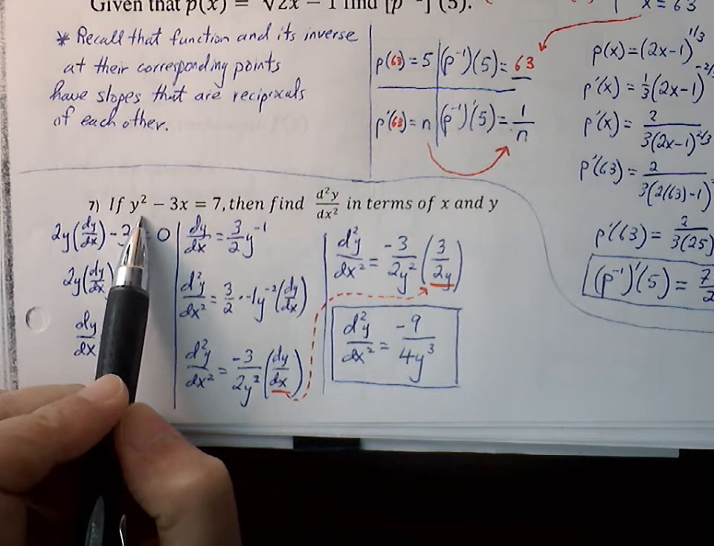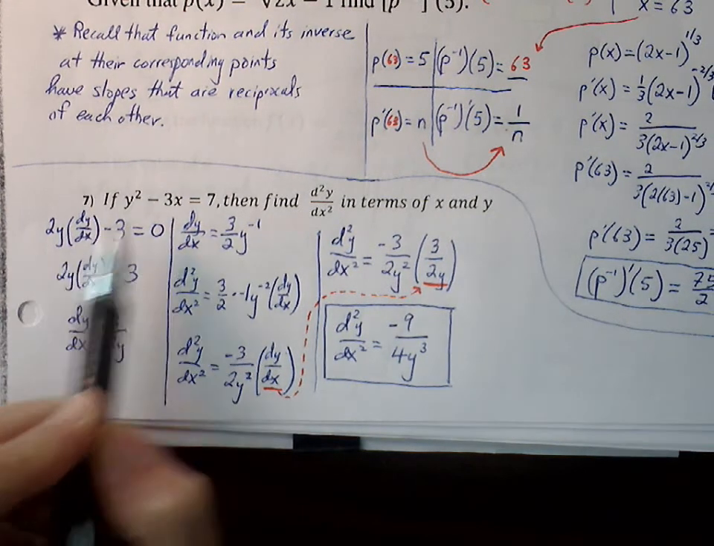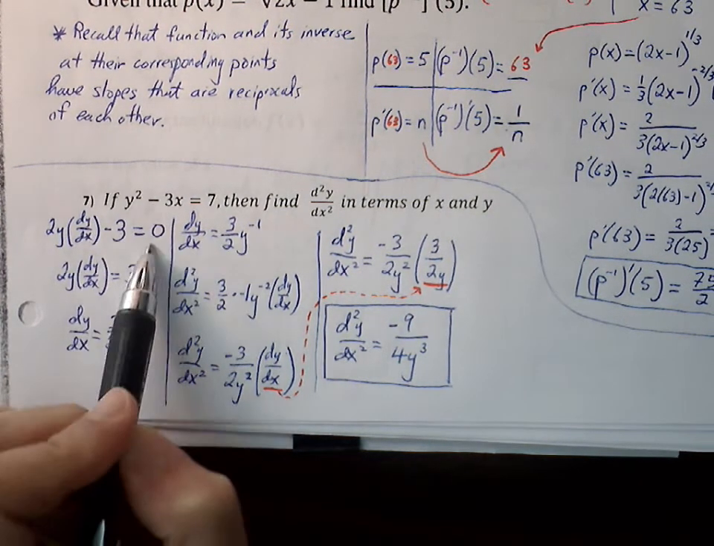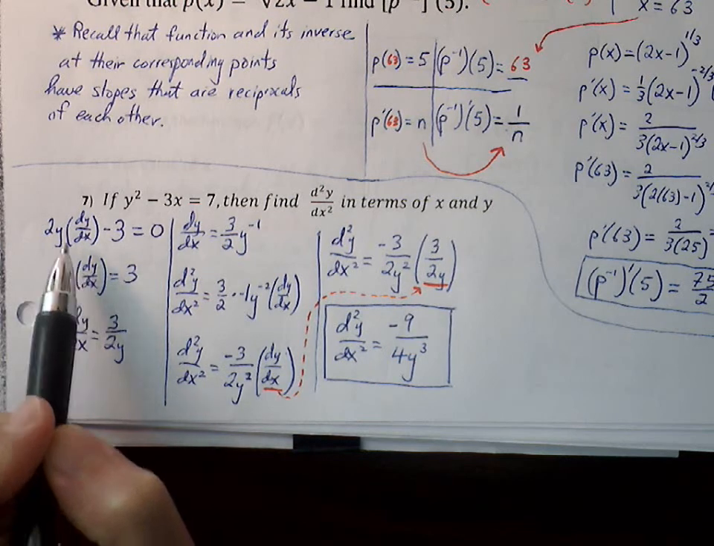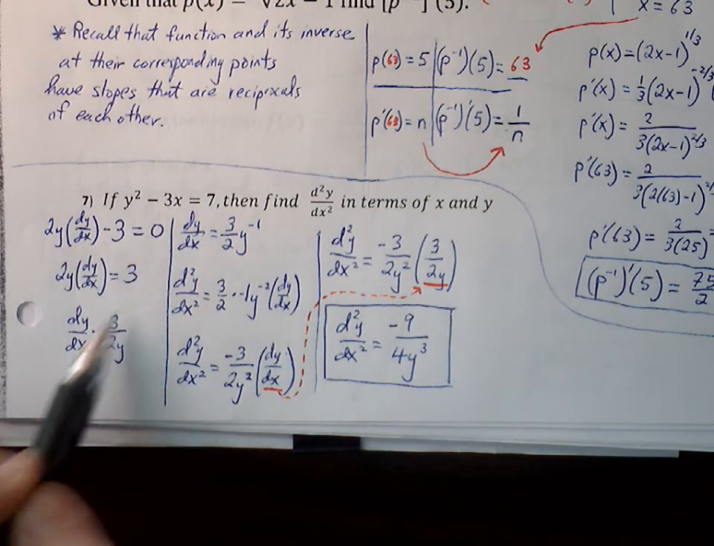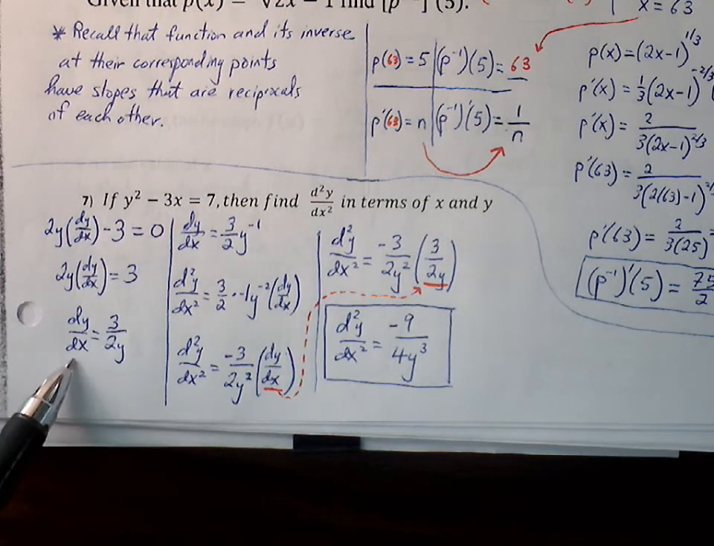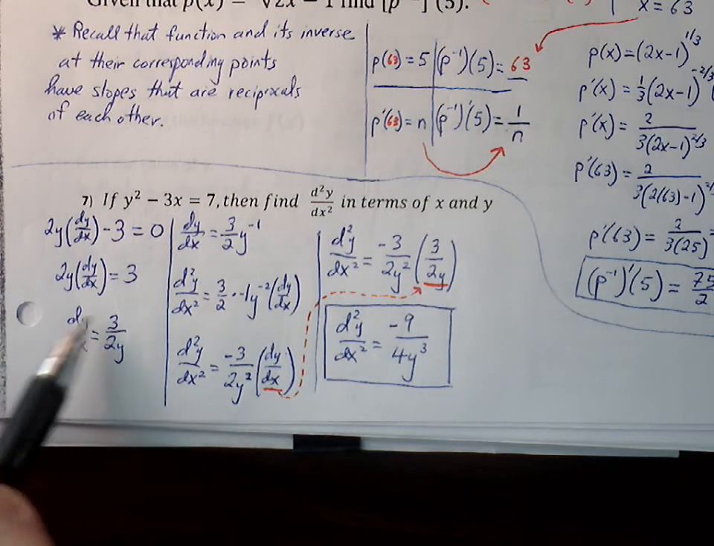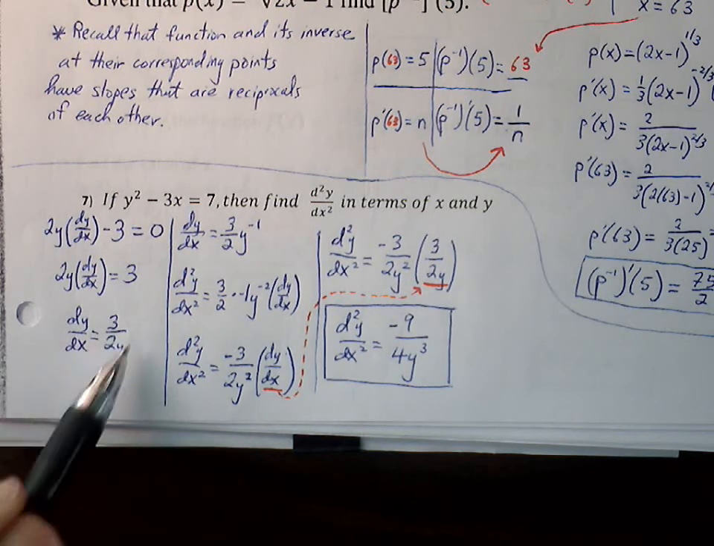Y squared's derivative is 2y dy dx. 3x becomes negative 3, 7 goes to 0. Let's solve for dy dx first. So add 3 to both sides, divide by 2y. So I have my first derivative. I have to go through this one more time to get to my second derivative.